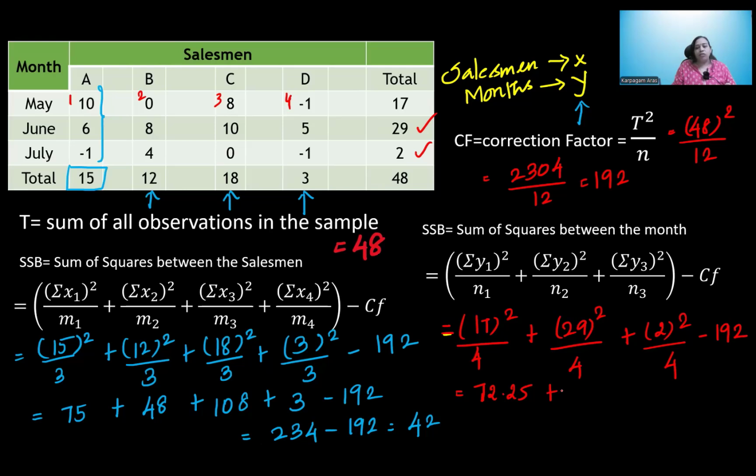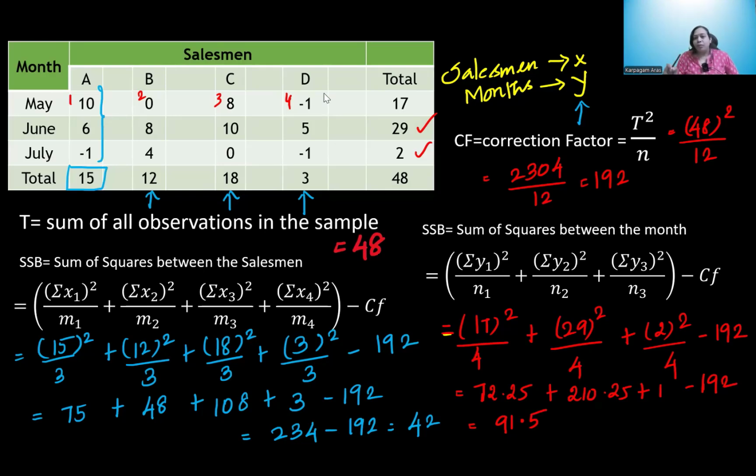72.25 plus 210.25 plus 1 minus 192. This one will give us a result of 91.5. Sum of squares between the months and the salesman is calculated.